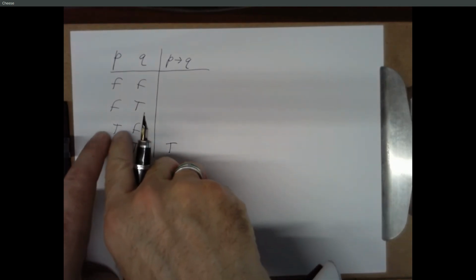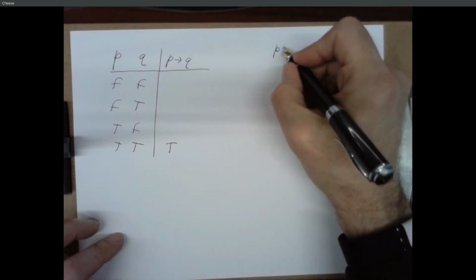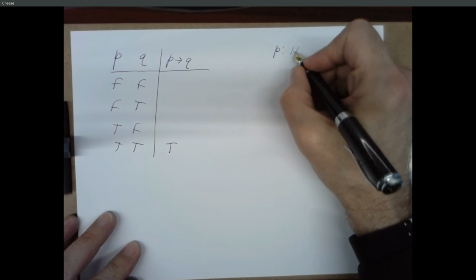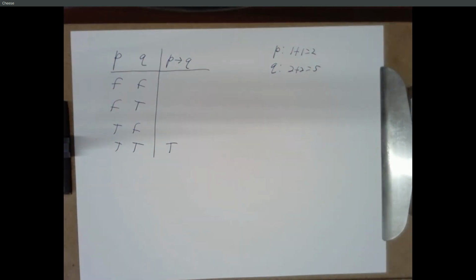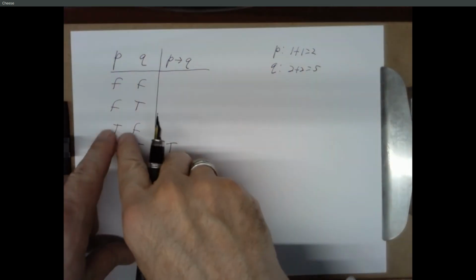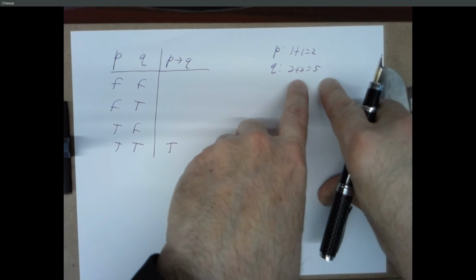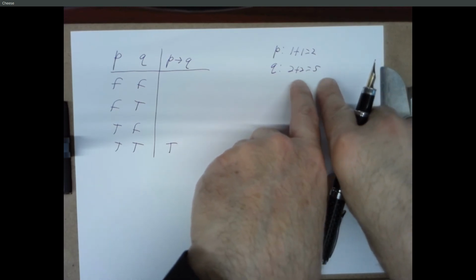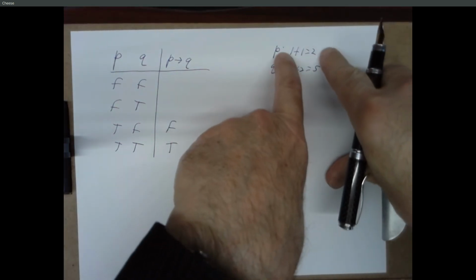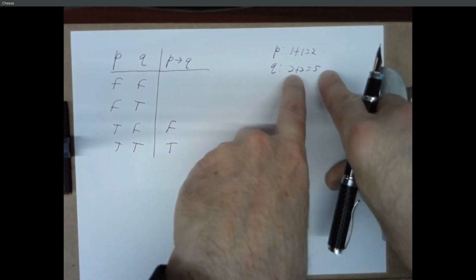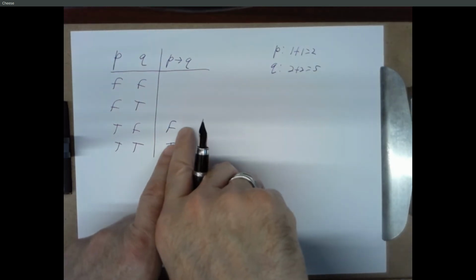Okay, suppose that P is a true proposition and Q is a false proposition. So let's say P is 1 plus 1 equals 2, and Q is 2 plus 2 equals 5. So P is true and Q is false. This conditional statement says if 1 plus 1 equals 2, then 2 plus 2 equals 5. Is that conditional statement true or false? That's definitely false, because 1 plus 1 does equal 2, and that conditional says if this is true, then this must also be true, but that's false. Q is false. So this conditional is definitely false in this case.